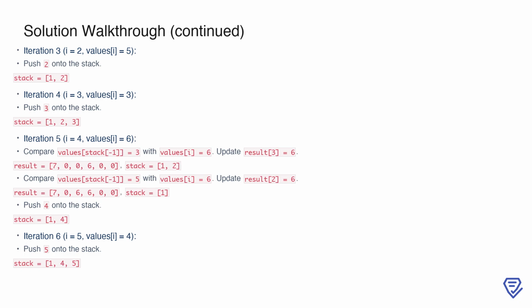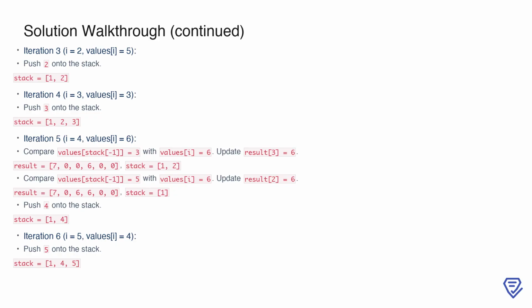Similarly, in the fourth iteration, with index 3 and value 3, the top of the stack is 5, which is greater than 3. So, we push index 3 onto the stack, resulting in 1, 2, 3. In the fifth iteration, with index 4 and value 6, we compare it with the top of the stack, which corresponds to value 3. Since 6 is greater than 3, we update result 3 to 6 and pop the stack, leaving it as 1, 2.